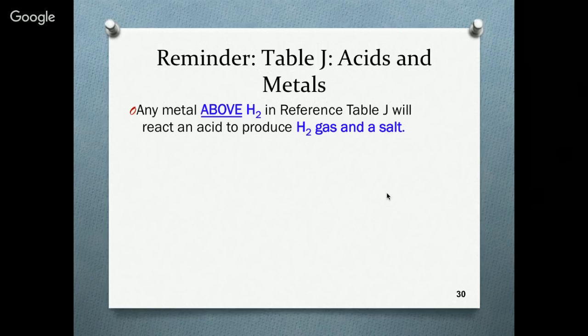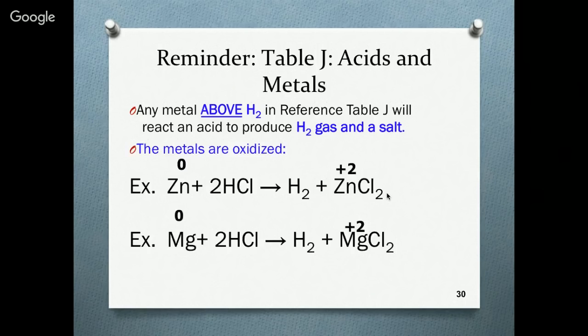Hopefully you're there now, table J. Table J was probably talked about a little with Miss English, but let's go into it. Any metal that's above hydrogen on the reference table will react with an acid to produce hydrogen gas. In a single replacement reaction, look at the example zinc plus HCl: if the Zn is higher up than the H on table J, it's going to react to produce hydrogen gas. That would be a spontaneous reaction.